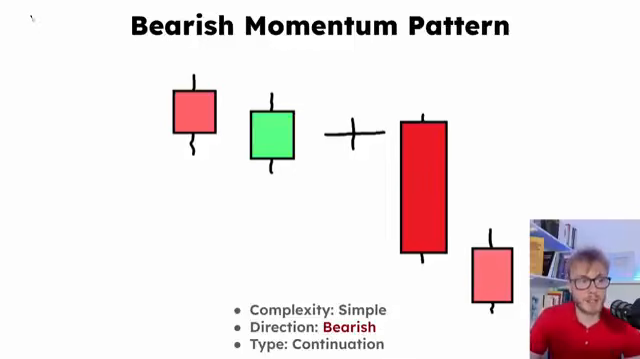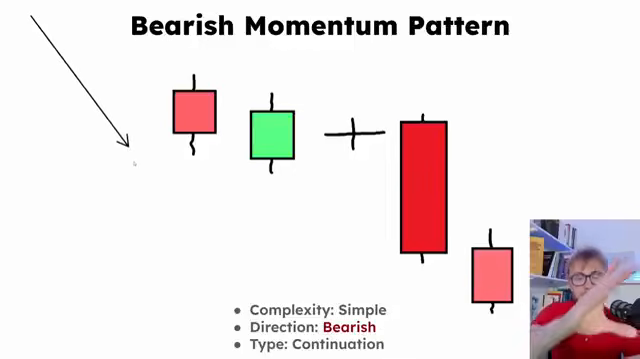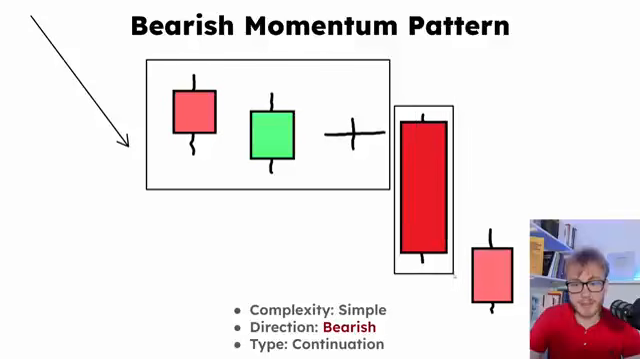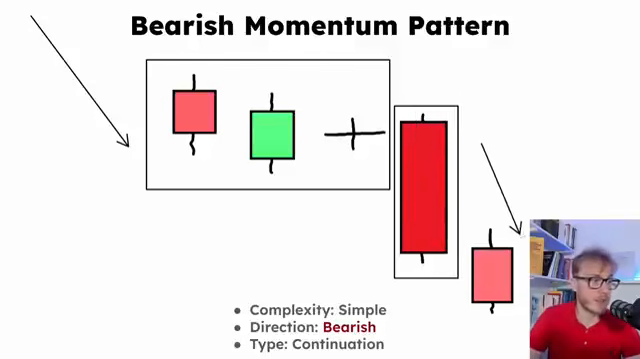Before the pattern appears, preferably, we want to see a move towards the downside. Then we want to see at least 3 candles with relatively small bodies. And this candle right here is the actual pattern. When this pattern confirms, it indicates a continuation of the downtrend.